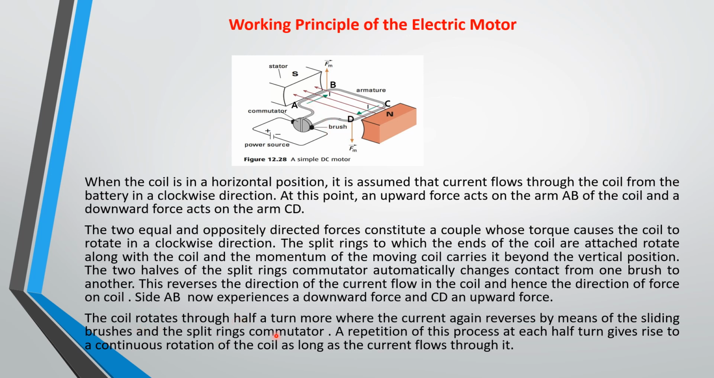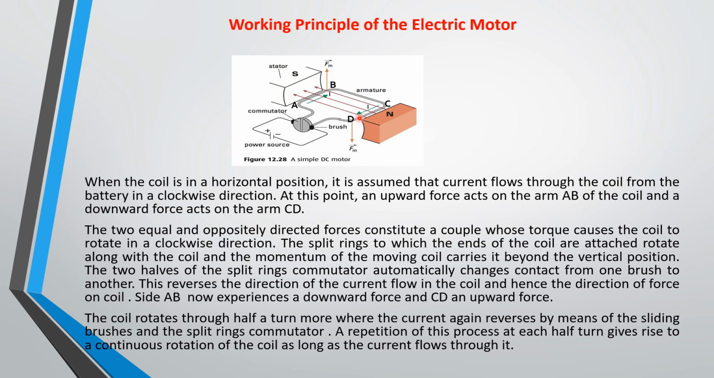So the coil rotates through half a turn more, where the current again reverses by means of the brushes and the split ring commutator. A repetition of this process at each half turn gives rise to a continuous rotation of the coil as long as the current flows through it. So this process of the split ring changing carbon brushes continues, and the rotation of the coil also continues. That is the working principle, and as that rotation is taking place, mechanical energy is being produced.